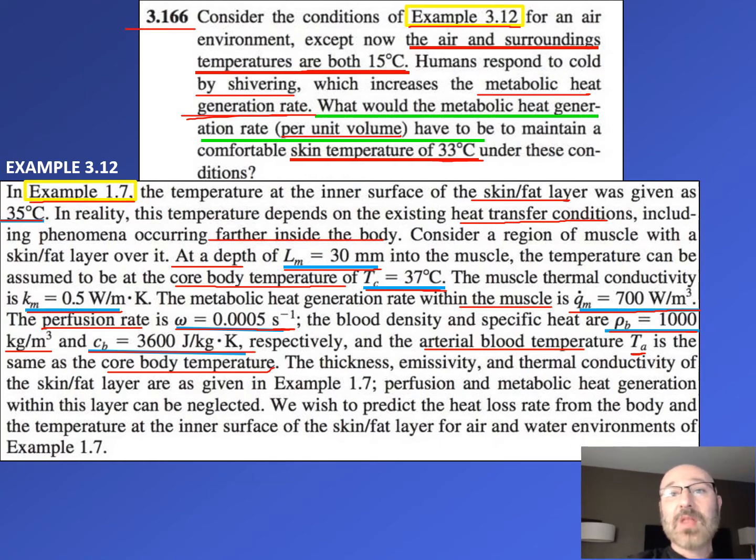Next they tell us that the thickness, emissivity, and thermal conductivity of the skin and fat layer are given in example 1.7, so we can reference back to 1.7 for all that information. Perfusion and metabolic heat generation within the layer can be neglected. So we wish to predict the heat loss from the body and the temperature of the inner surface. That's again telling us what to find. We want to find the heat loss rate from the body and the temperature at the inner surface of the skin fat layer for air and water environments of example 1.7.